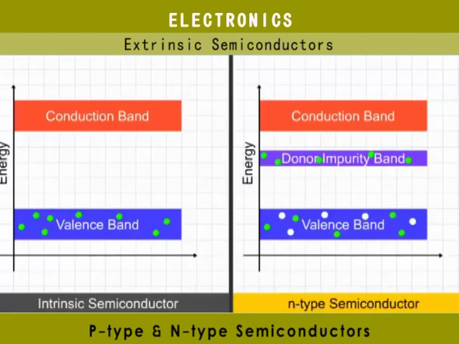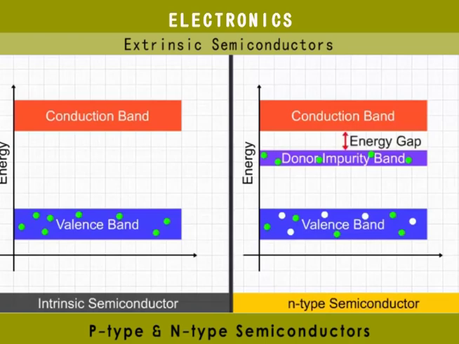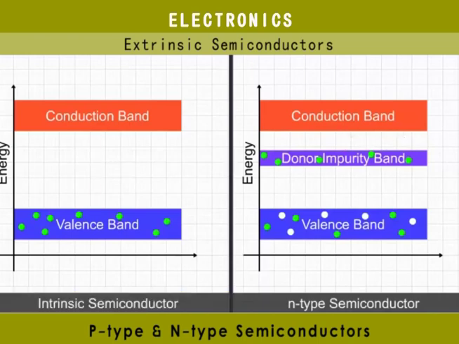The N-type semiconductor has a donor impurity band lying just below the conduction band. Therefore, electrons can jump to the conduction band by covering a smaller energy gap compared to an intrinsic semiconductor. This movement can happen even at room temperature.